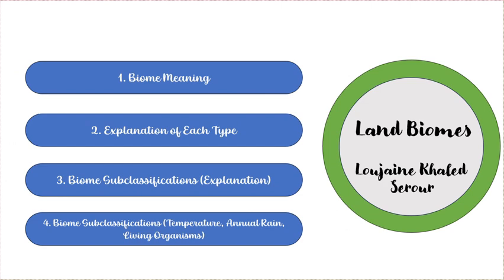There are four things that we are going to talk about. Number one, biome meaning. Two, explanation of each type. Three, biome subclassifications. Number four, biome subclassifications regarding temperature, annual rain, and living organisms.